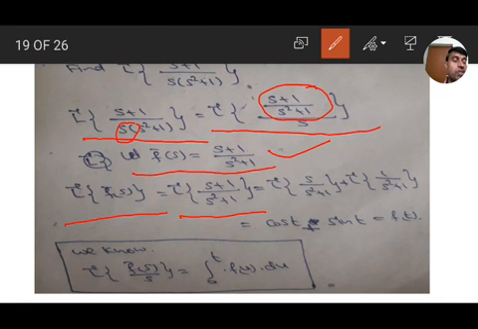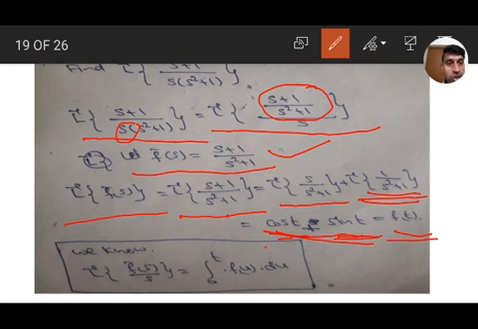Therefore, by separate division and linearity property, L inverse of s by s square plus 1 plus L inverse of 1 by s square plus 1. Therefore, L inverse of s by s square plus 1 is cos t, and L inverse of 1 by s square plus 1 is sin t. Therefore, cos t plus sin t, that is f of t. And we know the formula L inverse of f bar s by s equal to integration 0 to t f of u du.